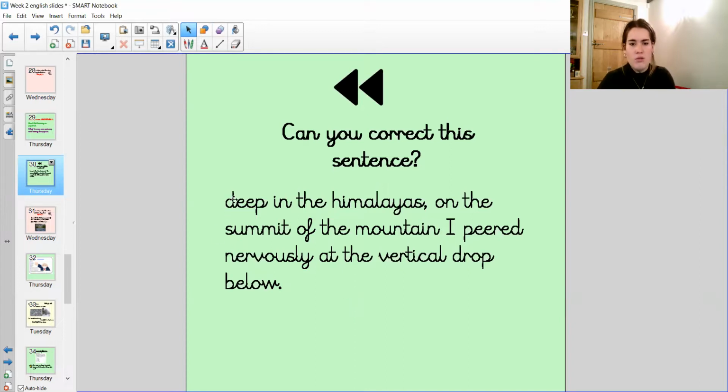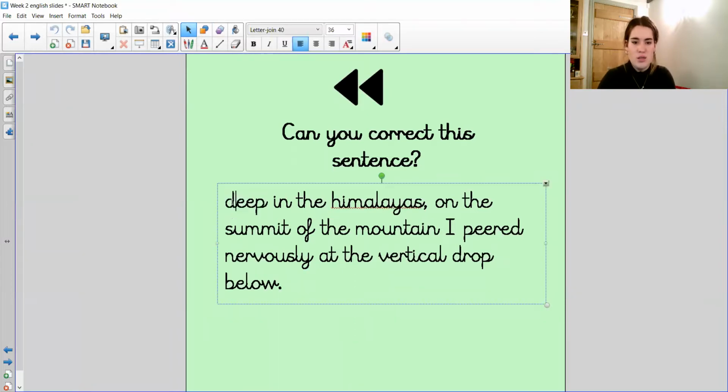Okay, so the start of my sentence always begins with a capital letter. We all know that. We can all do that. Sometimes we forget. Okay, deep in the Himalayas, on the summit of the mountain. Now, the Himalayas is the name of a place. It is a proper noun. So what does a proper noun need at the beginning of it? Hopefully, you're telling me that it needs a capital letter. Okay, I'm really hoping at home you are talking to your screen and telling me just like you would in class. Wonderful. So I've got deep in the Himalayas on the summit of the mountain.